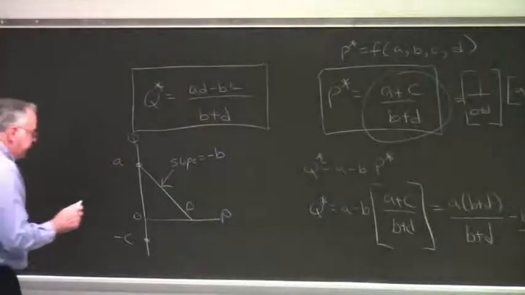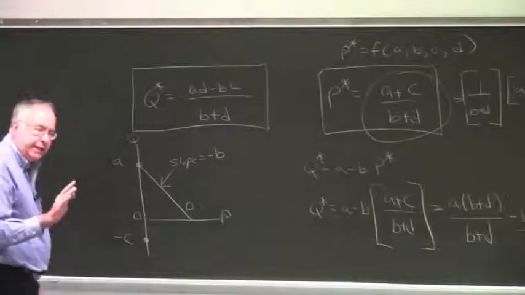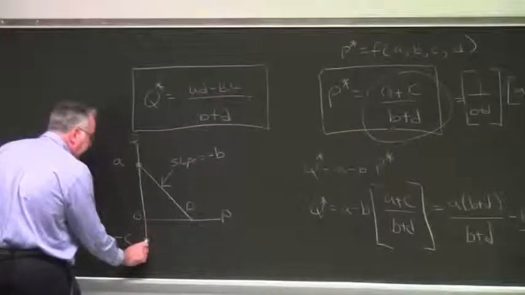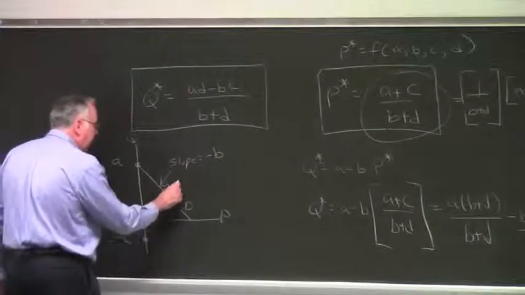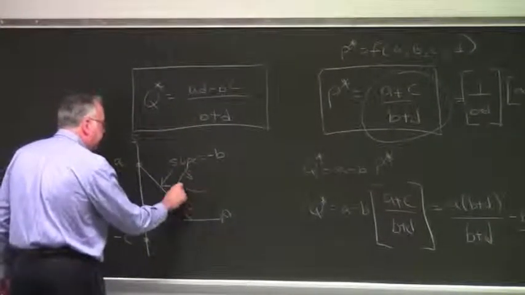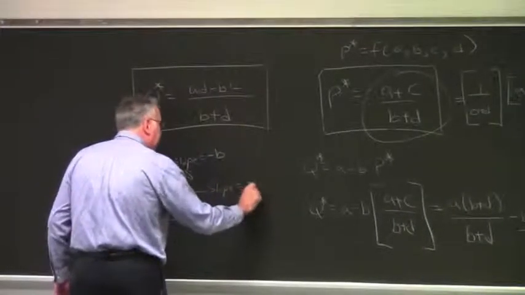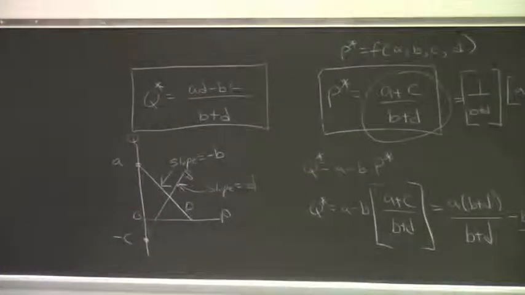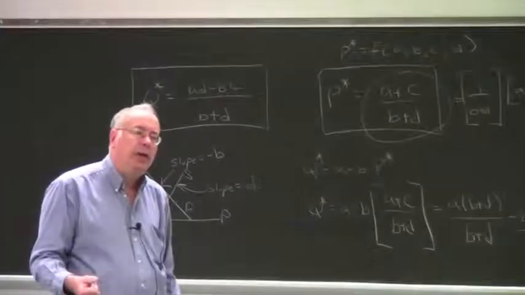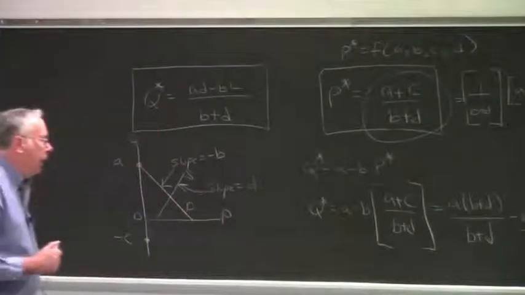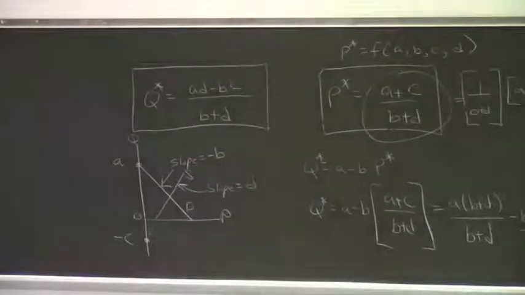Perhaps a better way to explain this would be this. If we just graph this supply curve, notice D is positive. So if D is positive, this thing has a positive slope. The slope of the supply curve is D. And that's the law of supply. The higher the price, the more producers are willing to produce. Now, but let's go back to this assumption that C is positive.